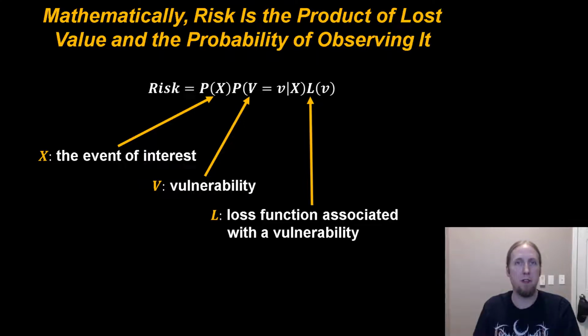Mathematically then, our quantitative definition of risk is the product of the lost value that could occur and the probability of it happening. So our risk is divided up into these three parts that we're going to multiply together, where first we have the probability of the event of interest X occurring, times the probability of different levels of vulnerability, V, conditional upon X occurring, and then multiplied by the loss function that tells you how much damage occurs, or what is the negative value metric associated with a given level of vulnerability.